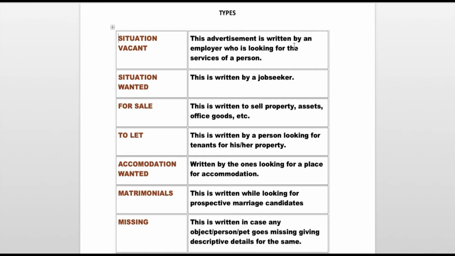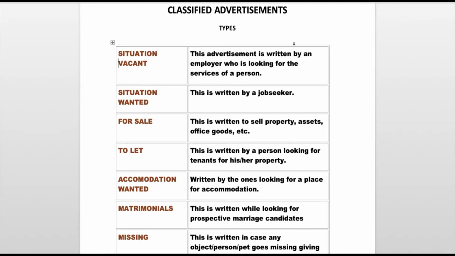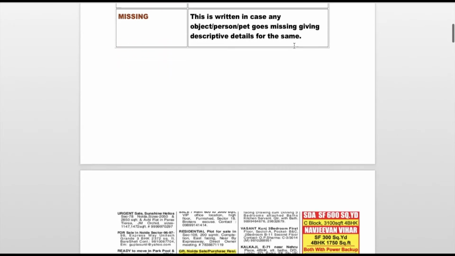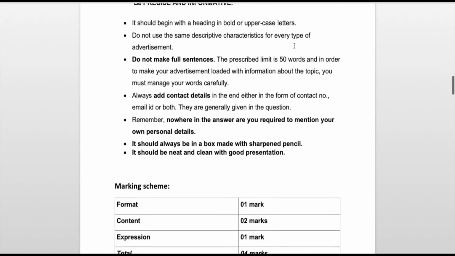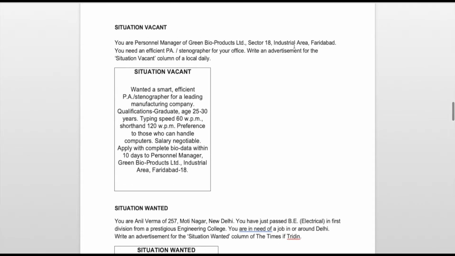Now we will go on to discuss how to write the first type of advertisement, that is situation vacant. So the first question is, you are the personnel manager of Green Bio Products Limited, Sector 18, Industrial Area, Faridabad. You need an efficient PA or a stenographer for your office. Write an advertisement for the situation vacant column of a local daily.